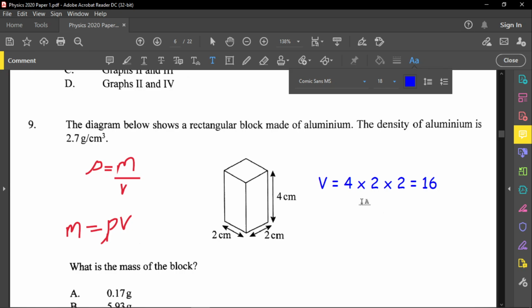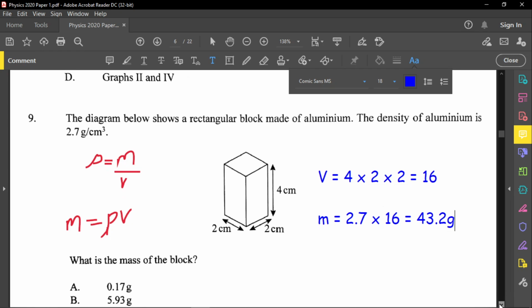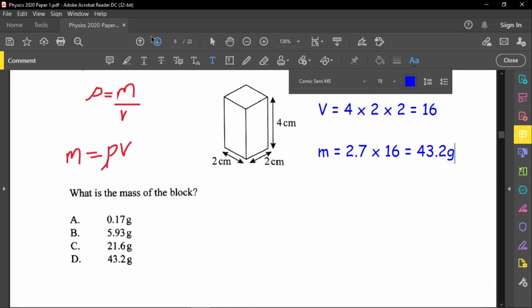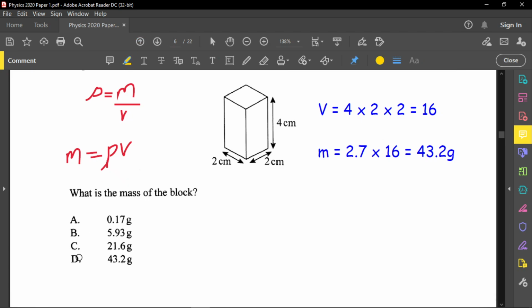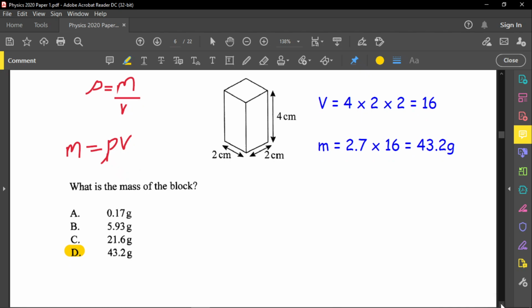And so now let's find our mass. Remember, mass is going to be density times the volume. So our mass now will equal density, which is 2.7 multiplied by 16. And that will give us 43.2 grams. Okay, so the mass here is 43.2 grams. Let's check to see which answer is that. And that is option D. All right, so let's jump to the next question now real quick.